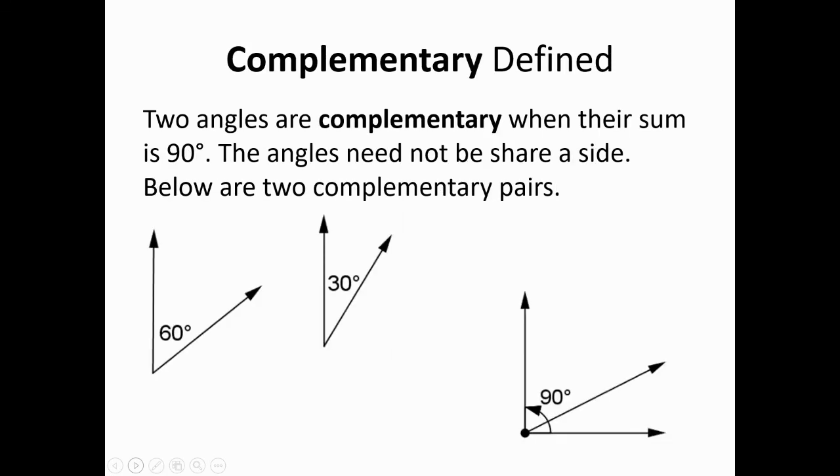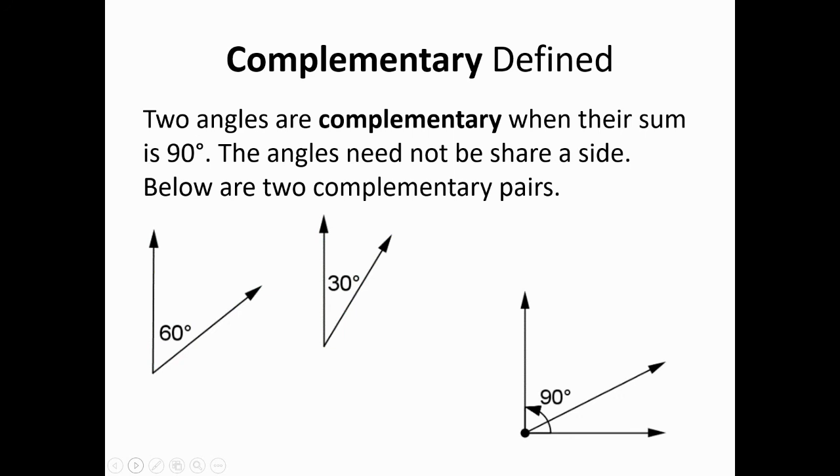Two other terms and we'll be done. Two very important terms. We will use them all throughout the class. They both concern the relationship between angle pairs. In fact, the relationship between their measures. So first, complementary. Two angles are complementary when the sum of their measures is 90 degrees. And those two angles need not share a side.